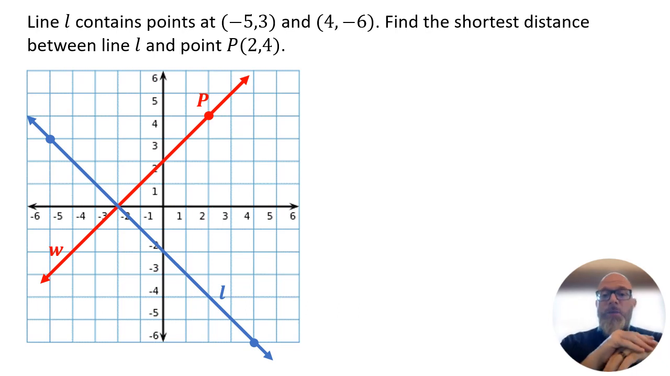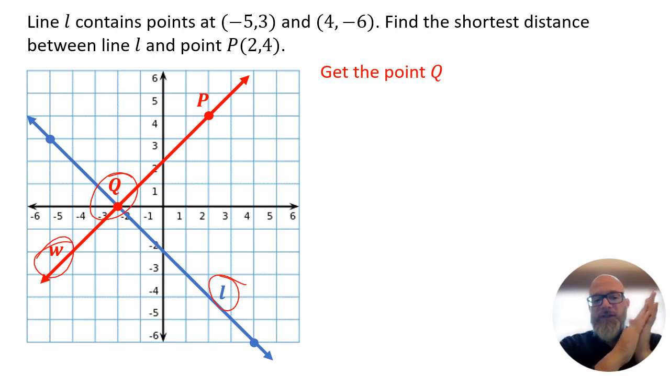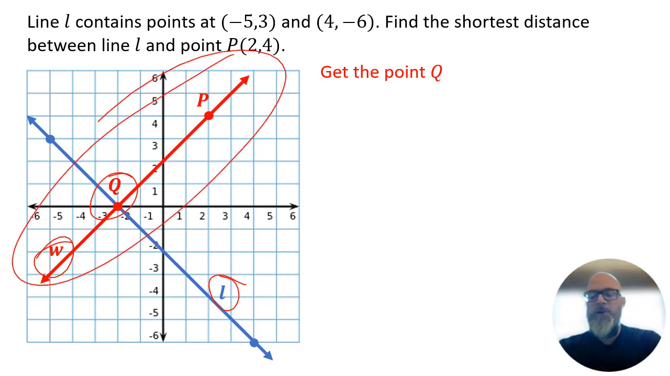Step 3 is we want to find the intersection of line W and line L, which is going to be this point Q. Now you say to yourself right now, I know it's -2, 0, done. No. Now, once again, you don't actually have this line drawn. I just drew it in there for you. You wouldn't know where Q is.